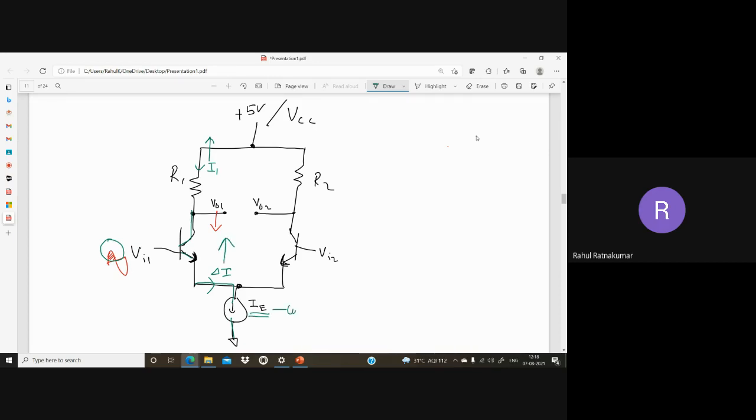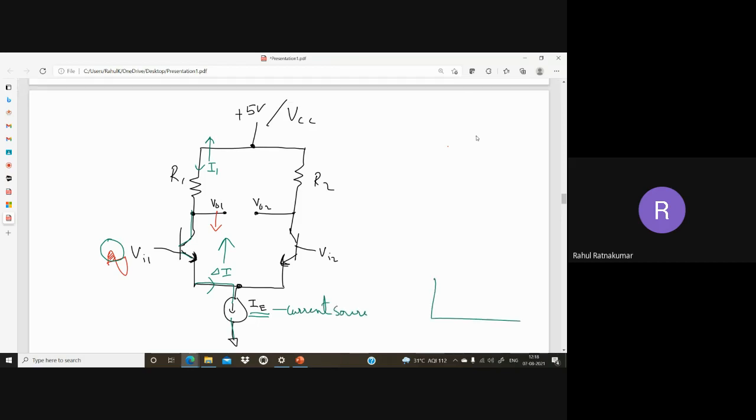This is a current source. Current source means you have constant current. You should remember the current source is constant. At the time load is increasing or time is increasing, the current is constant. This is the current source IE, constant with respect to time or whatever load. This should be constant. So this current source is always constant.